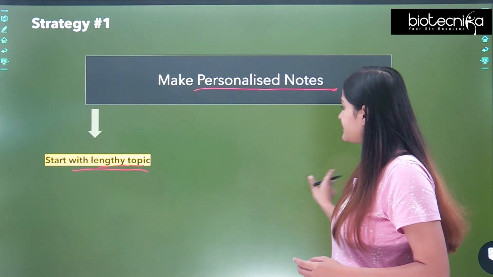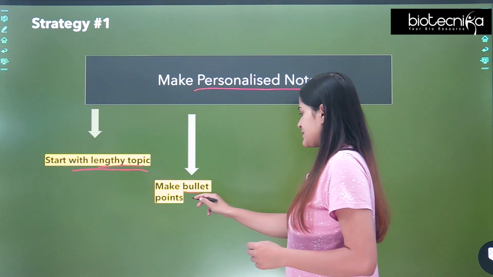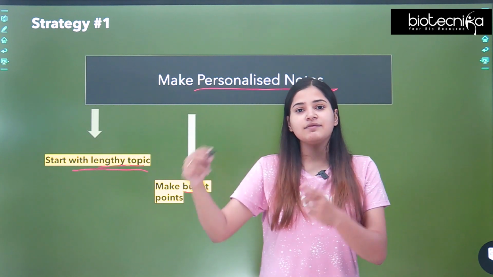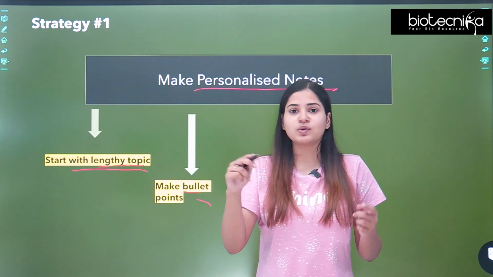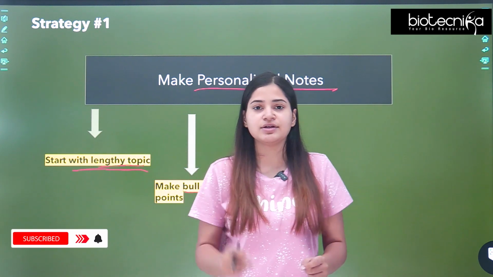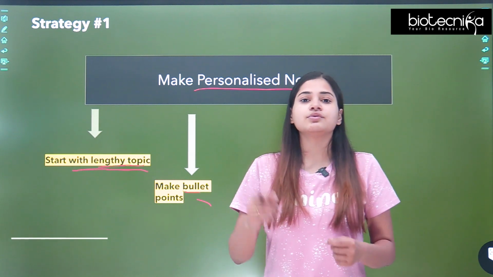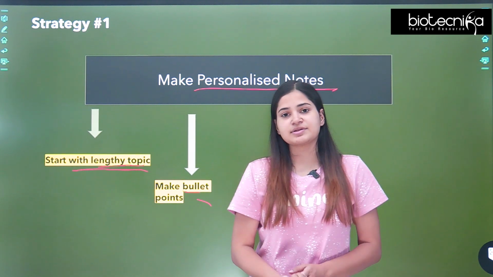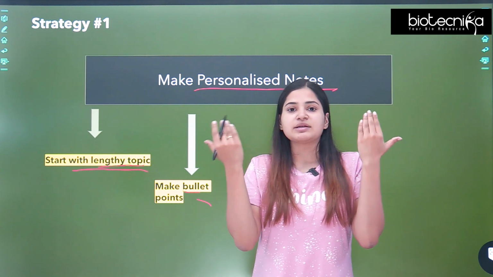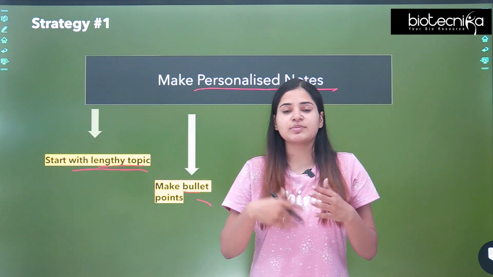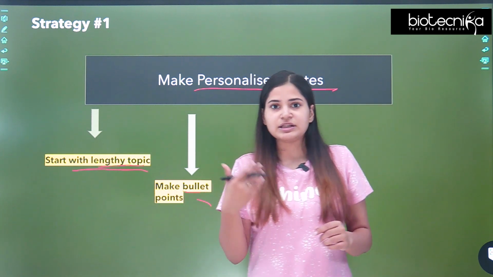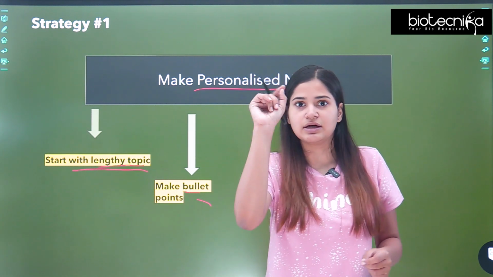The second point is you should make bullet points. You are not supposed to write a novel where you start with a point and end with a period. Making continuous notes will not help you, especially when you are referring to a concept and you want the conclusion immediately. In order to refer to a personalized note, it's very necessary to make bullet points, so that even if some concept is stuck in your mind and you feel you don't know it, you can refer to your note, turn the page and get, okay, this point.